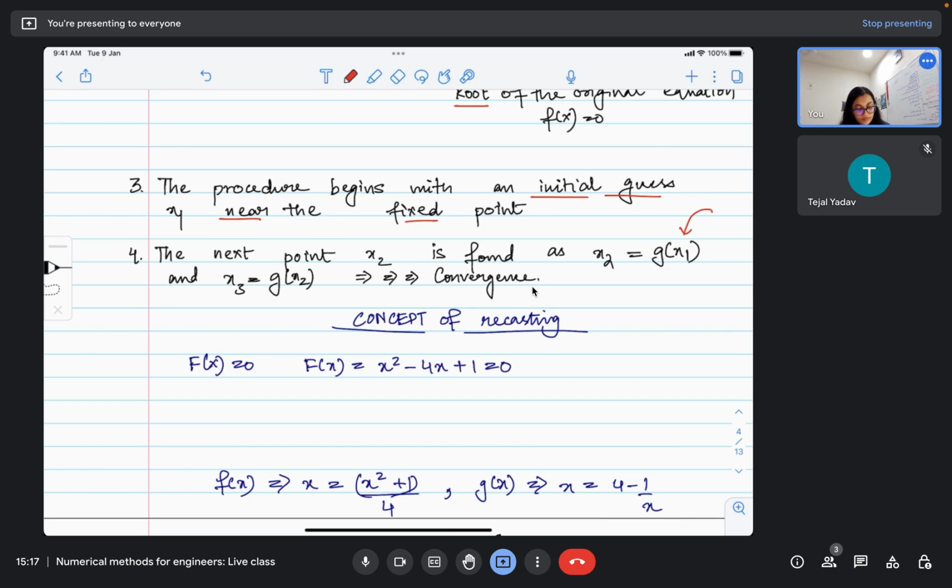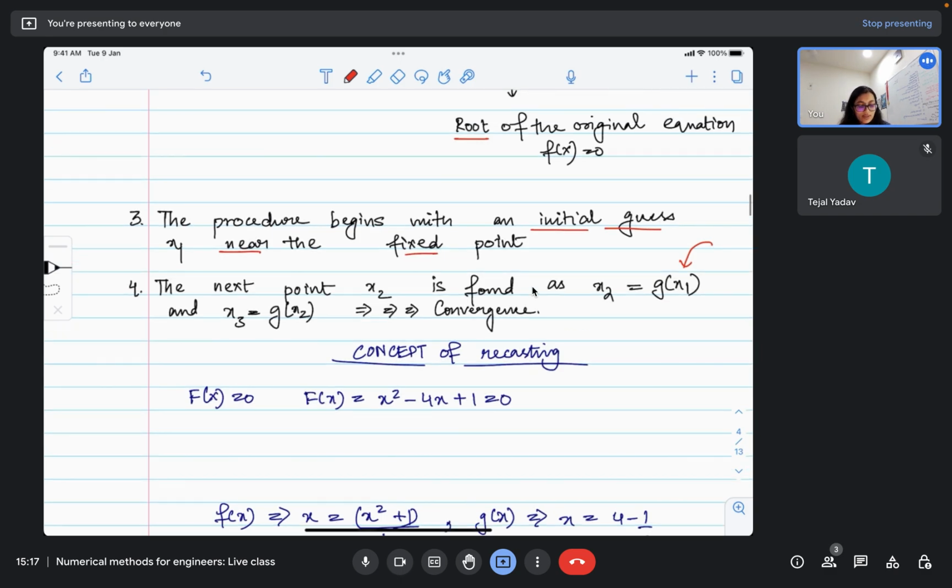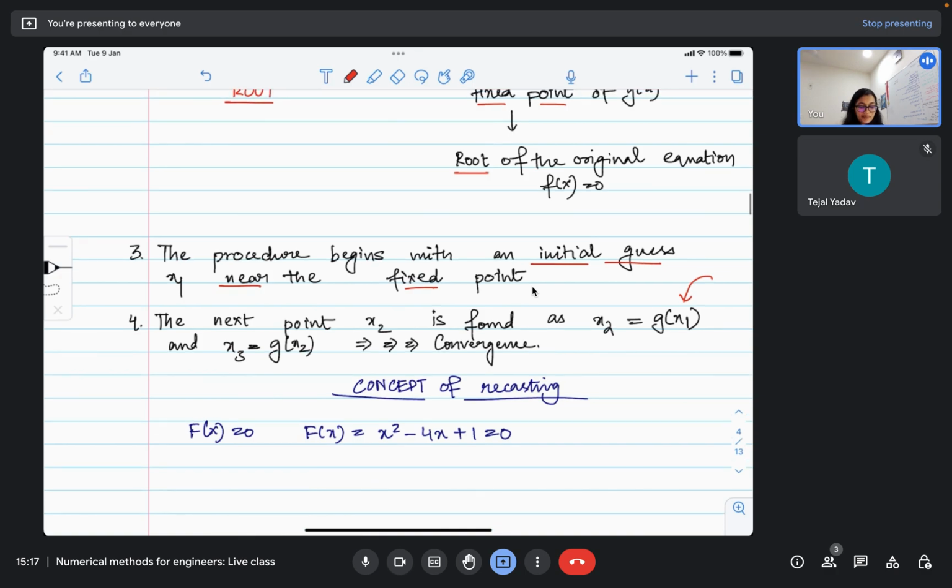So that was not meant to be shown to you, the bottom part of the slide. I want to take you through this concept of recasting. Have you come across this concept of recasting, Tejal? No, ma'am.